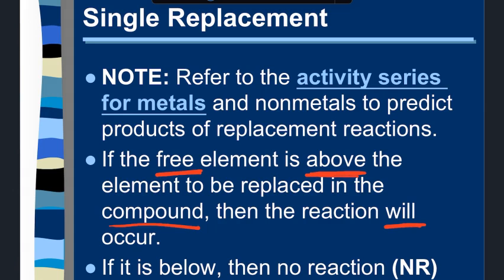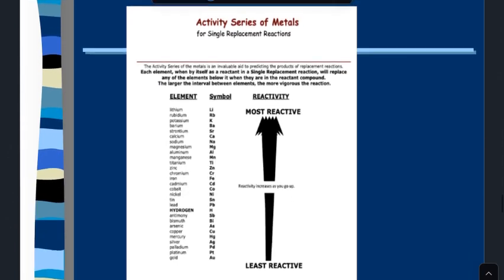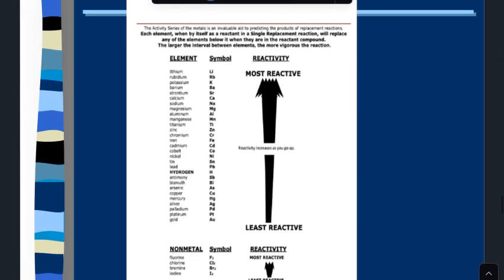But if that element by itself is below the element in the compound, then no reaction will occur. And this is because a more reactive element is more likely to participate in a chemical bond. So let's take a look at the activity series.